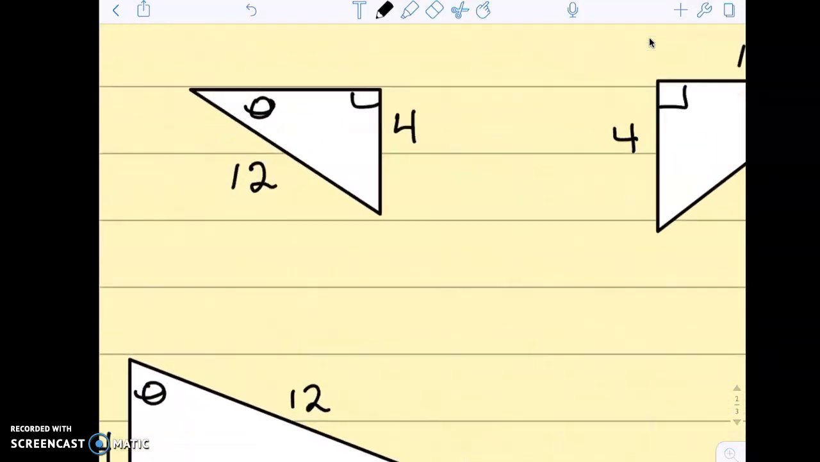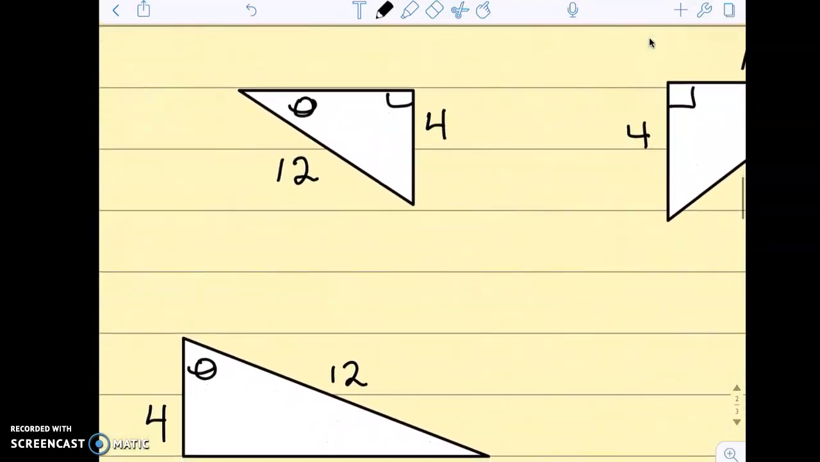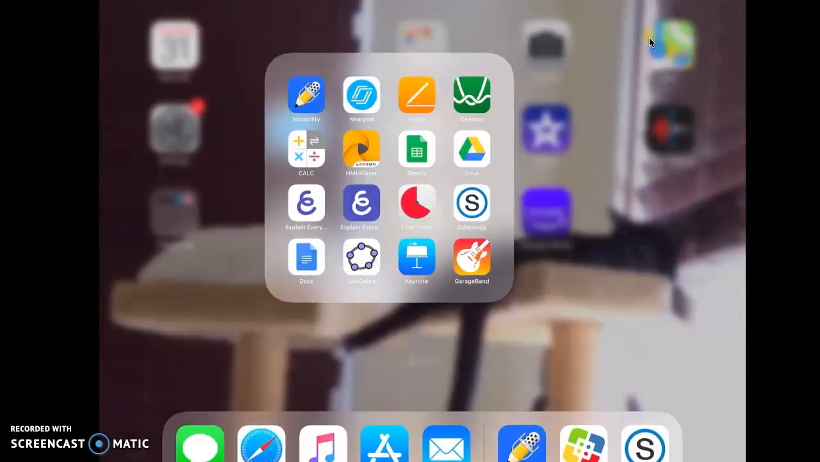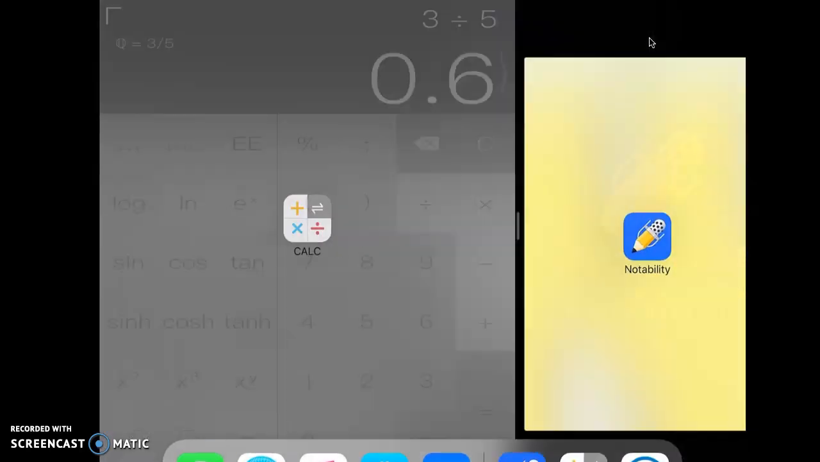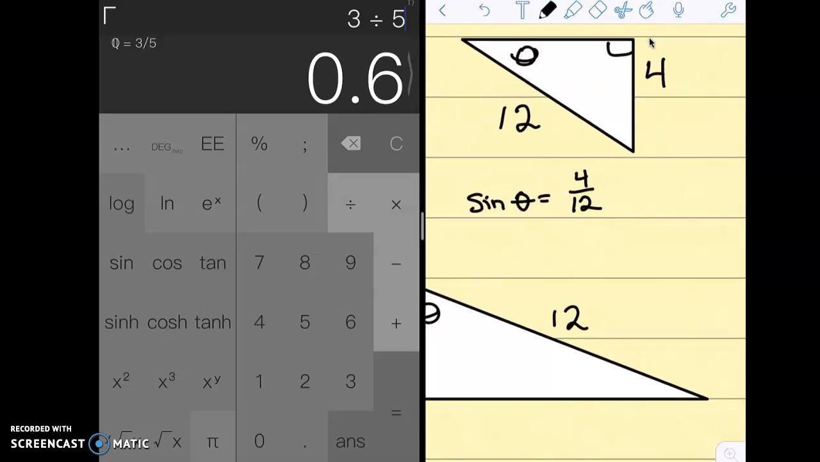Let's look at our first example here. Sine, cosine, or tangent. Sine theta is equal to 4 over 12. Now you need to crack out our good old universal calculator. Remember, if you're going to use your own calculator, you have to figure out what buttons to push. So let's see, sine theta. In order to find theta, I'm going to do inverse sine 4 over 12.